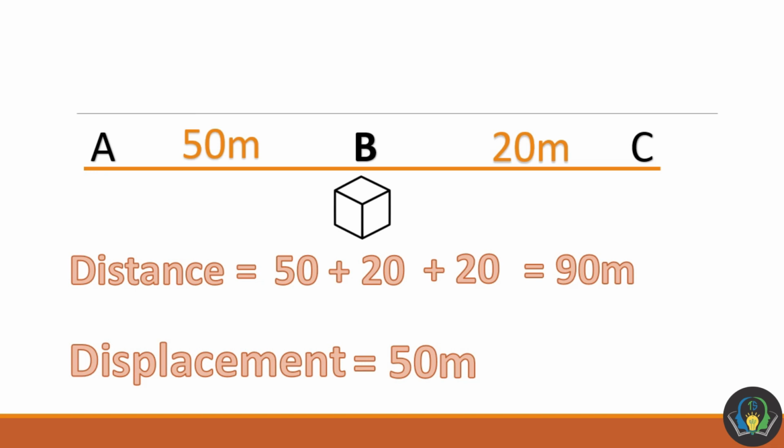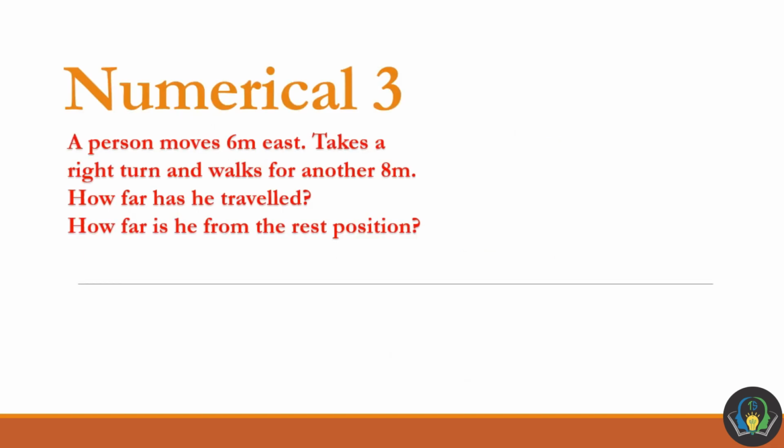Okay, so we proceed further. Numerical 3. A person moves 6 meters east, takes a right turn, and walks for another 8 meters. How far has he traveled, and how far is he from the rest position or from the initial position? So let us begin with it. 6 meters towards east, then takes a right turn, so 8 meters towards the right from there.